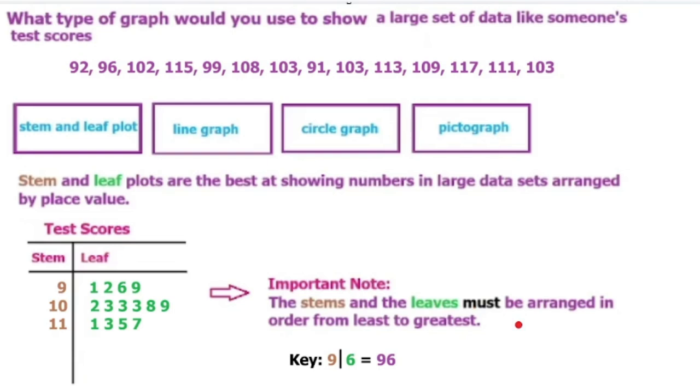And in a stem and leaf plot, we usually have a key, and the key tells us what it means. So here, the brown 9 and the green 6 separated by this line equals 96, which is here. So similarly, if we have the 10 and then a 2, that means 102.